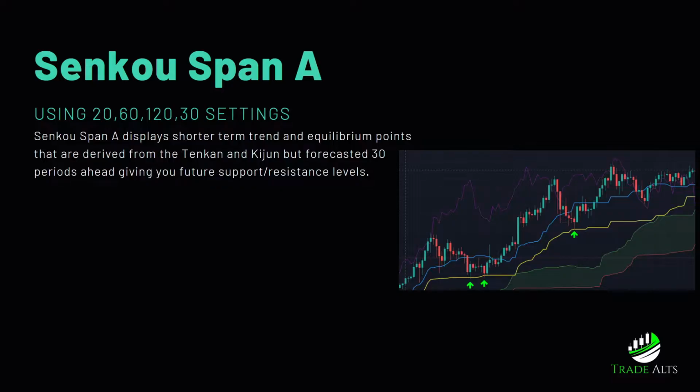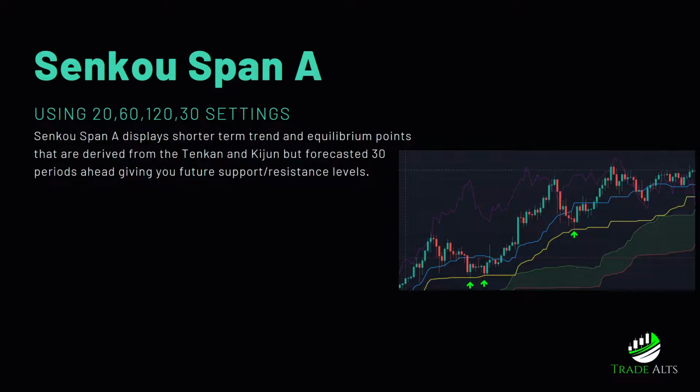So Senkou Span A displays a shorter term trend. It's basically telling you what the shorter term trend is looking like, and equilibrium points that are derived from the Tenkan and Kijun. Okay, because that's how Senkou Span A is actually calculated. That's the formula for it. It's basically your Tenkan and your Kijun values divided by 2, but then they take that value and they forecast it 30 periods ahead. So why do they do that? That's how you get your future support and resistance level.